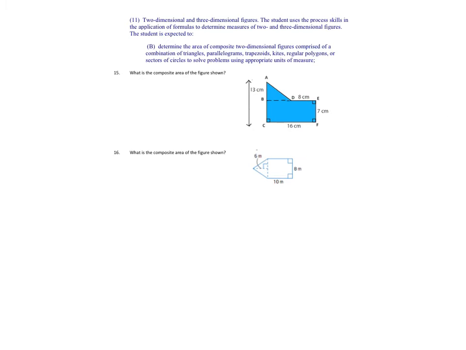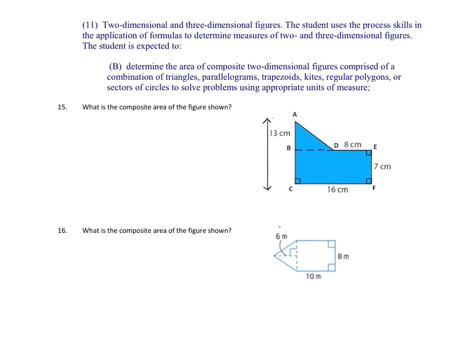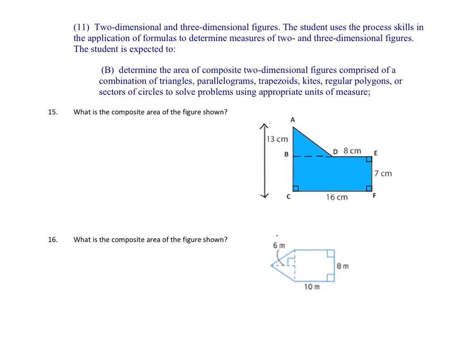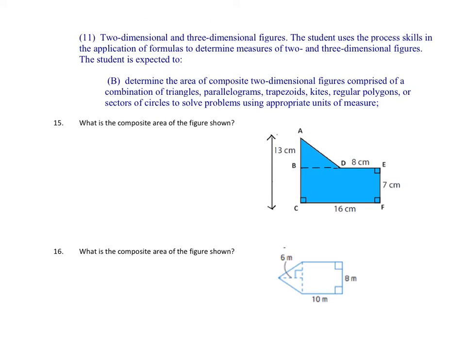This video is Unit 4 Test Review Part 3. Sixth page. This is when you divide your segments into, we did triangles. What is the composite area of this figure?